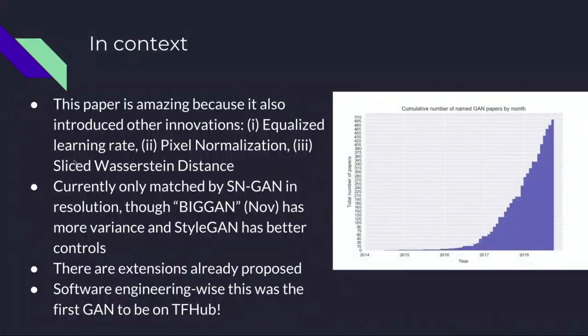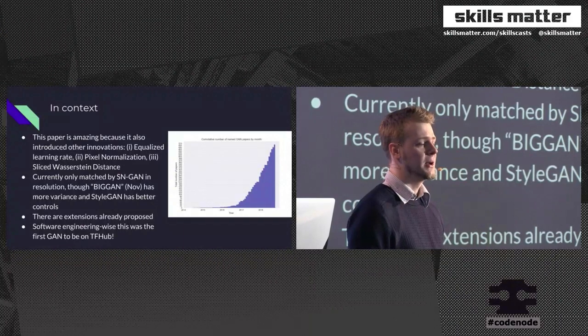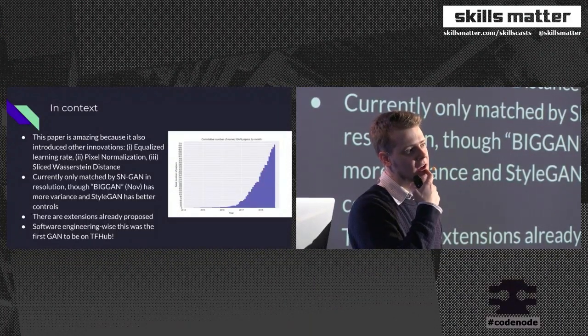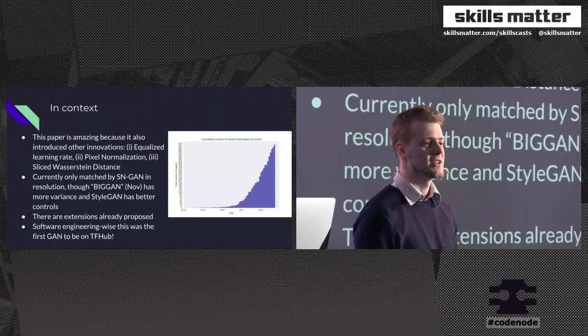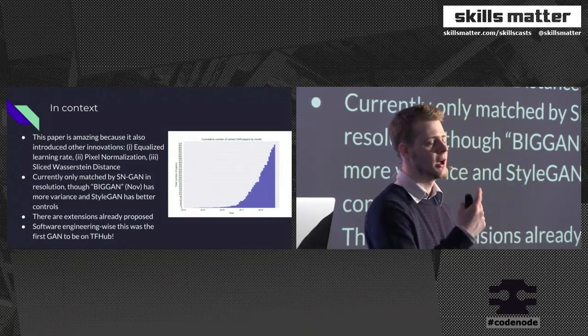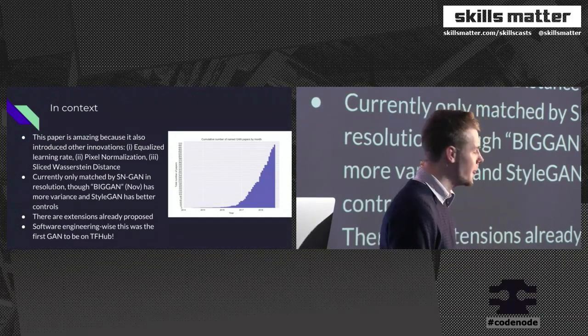All right, so in context, obviously there's the other three big contributions that I mentioned, so equalized learning rate, pixel normalization, and sliced Wasserstein distance, but we won't get into that. There are other architectures, including spectral normalization and what's called BigGAN, which was actually popularized by the media. I think there were a couple of mainstream outlets that even reported on it. It was created by Brock et al. at DeepMind.